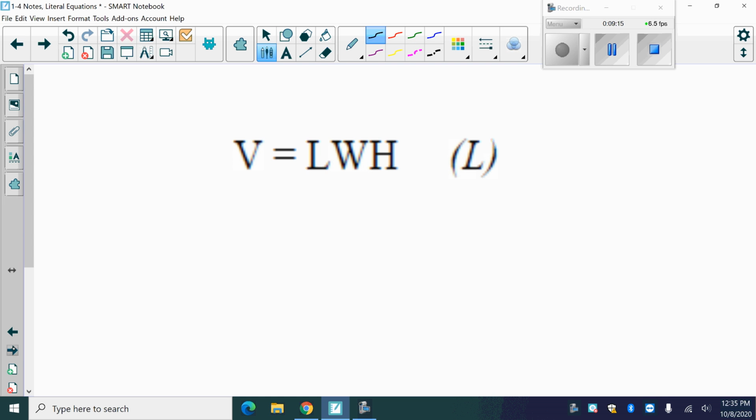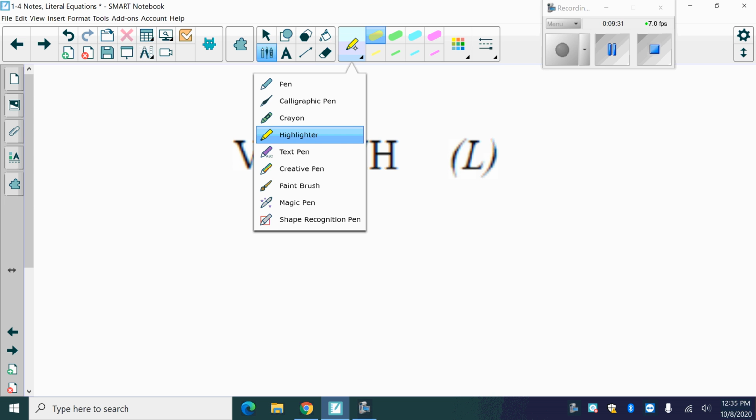V equals L times W times H. We're solving this for the letter L. How are W and H attached to L? Well, it's L times W times H. The opposite of multiplication is division.